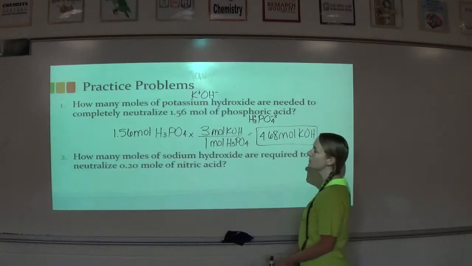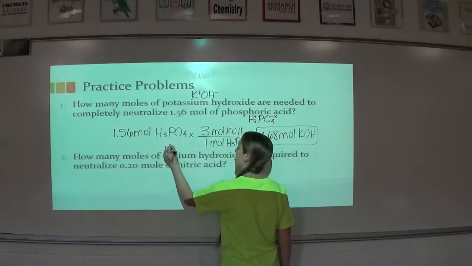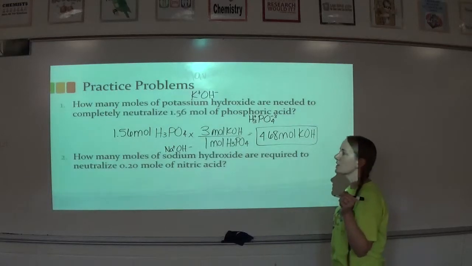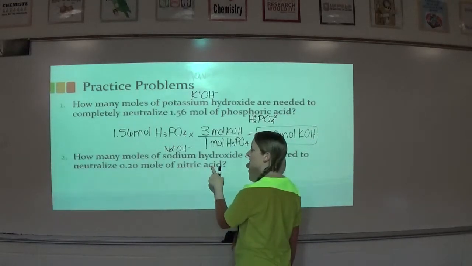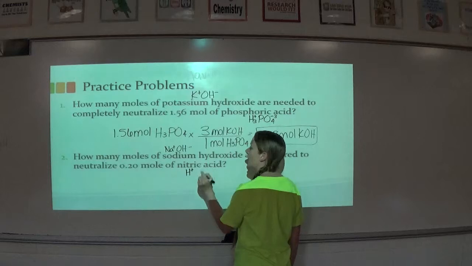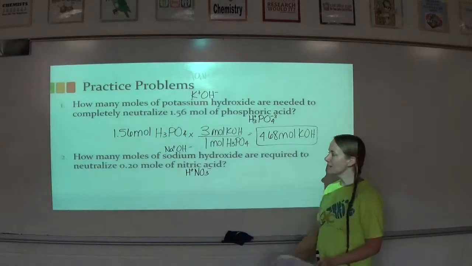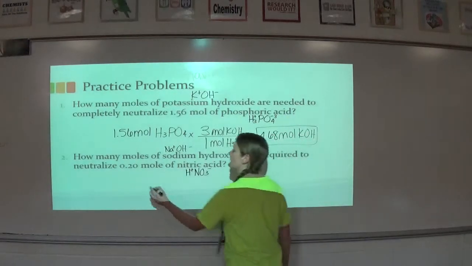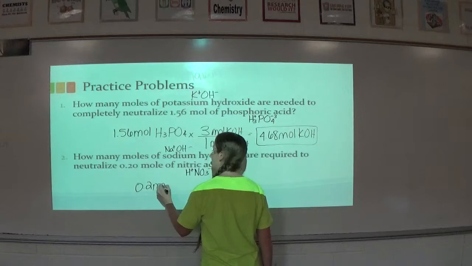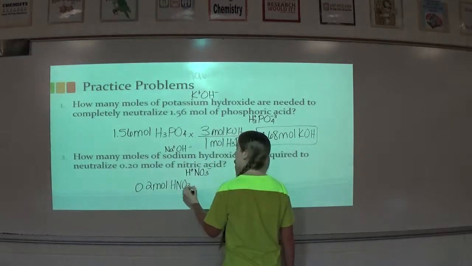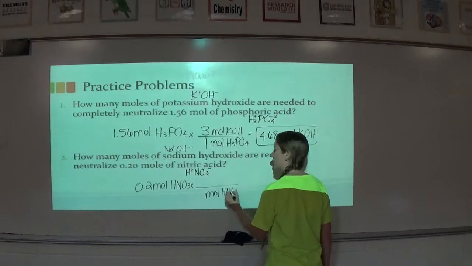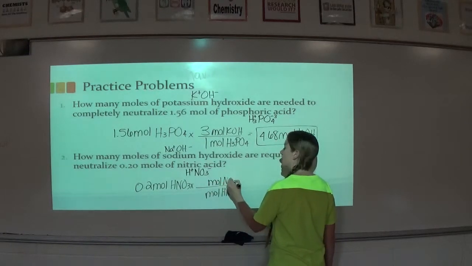So it says how many moles of sodium hydroxide, so sodium's Na+, hydroxide's OH-, are required to neutralize 0.2 moles of nitric acid. So if it ends in acid, it starts with H+. Nitric came from nitrate, so it's NO3-. So in this case, there's 1 H to 1 OH. So hopefully, again, you know where this is going. So we start with our 0.2 moles of nitric acid. And so my moles of nitric acid go on bottom. My moles of NaOH go on top.